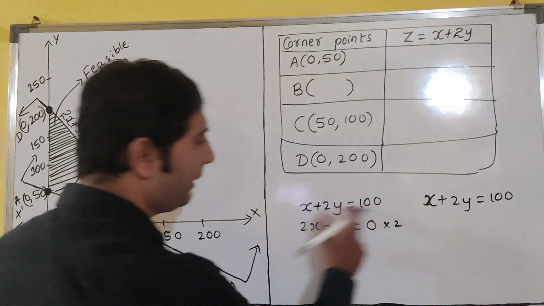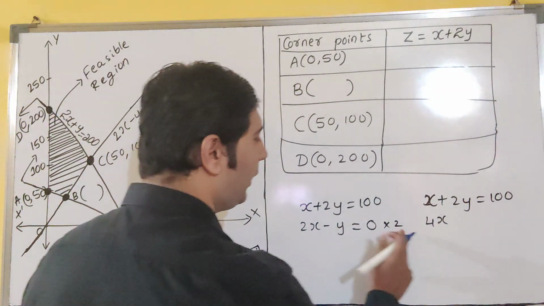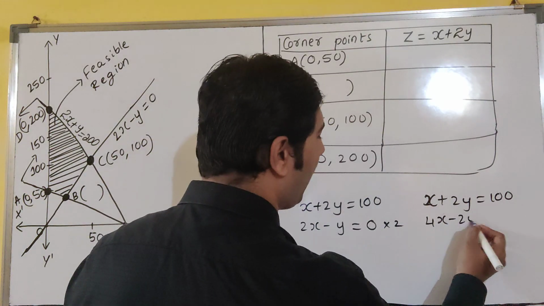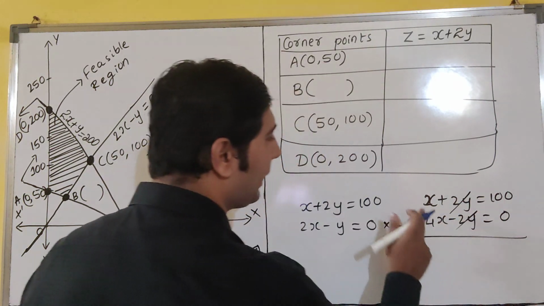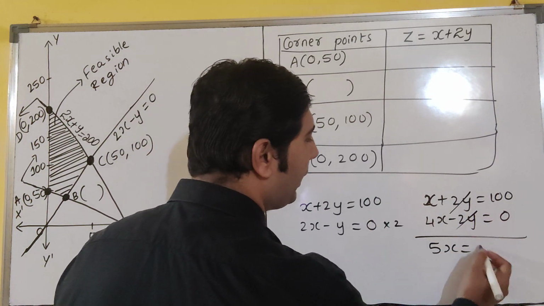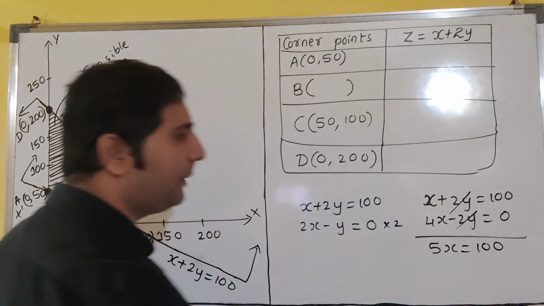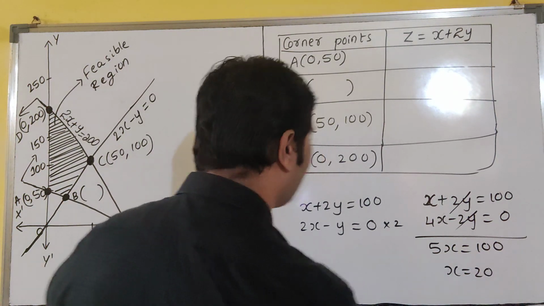I will write as is same. 2 into 2, 4x. 2 into minus y, minus 2y. 2 into 0 is 0. So add them, this will get cancelled. x plus 4x is 5x, 100 plus 0 is 100. Correct? 5x equals 100, so x is 20, dear students.